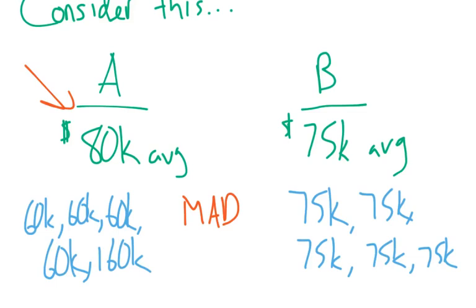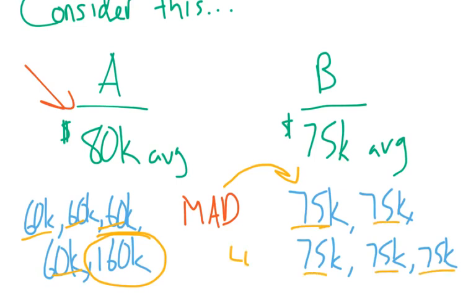Which company do you want to work for now? This is where MAD would come into play. MAD is a useful statistic for a situation like this. While the overall average is greater for company A, making $80,000, if you take a look at the data, it's being skewed because this one person is making so much more than everyone else. Whereas here, you have a very low MAD. So here you'll have a low MAD, and over here you have a high MAD.